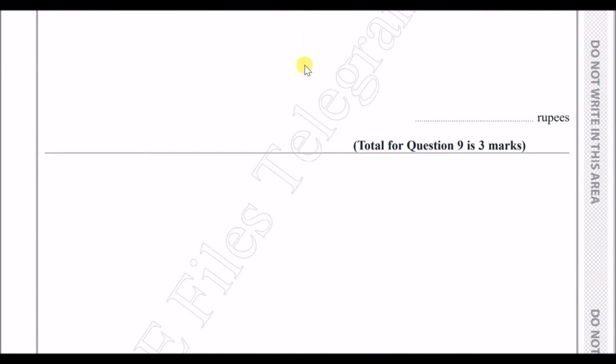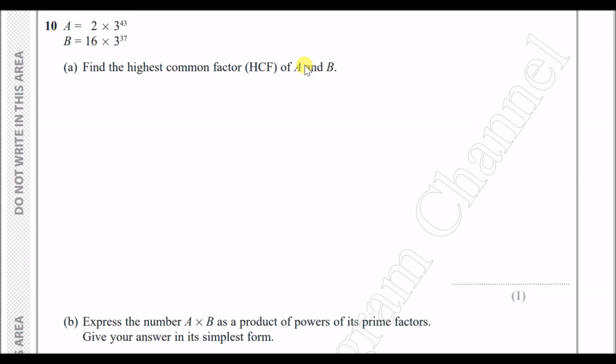These questions are all just quite short, I think. So, number 10. Oof, that's some massive powers though, I'm not going to lie. Okay, so you've got A equals 2 times 3 to the power 43. B equals 16 times 3 to the power 37.